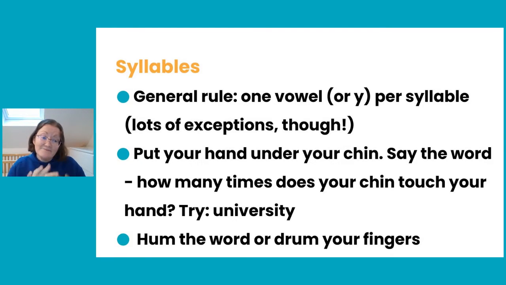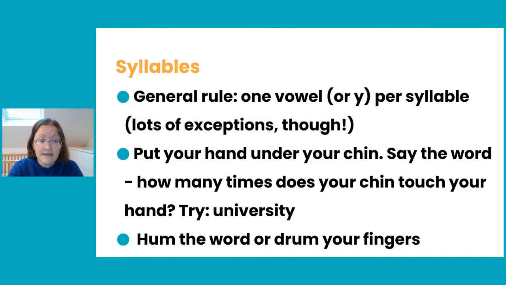But as a pretty reliable-ish rule, we could say that there is mainly one vowel or a Y per syllable. Okay, so count up your vowels and your Ys in the word, and there will typically be one vowel or Y per syllable. Okay, it's by no means a fail-safe rule, but it can help us sometimes.